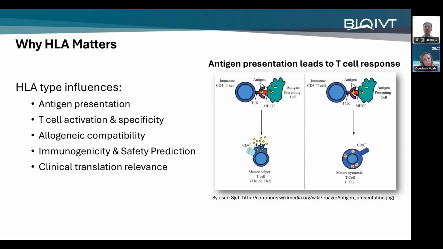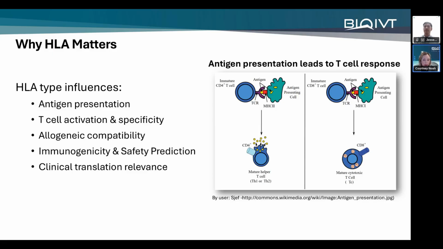HLA determines which peptides are presented on the cell surface, and this is just a brief overview. I'm sure many are familiar with it, but I wanted to give this background. It directly controls what the immune system can see. When an antigen is presented by the HLA, it is recognized by the T cell receptors, and that interaction is what drives the downstream T cell activation and specificity. So the HLA type defines antigen presentation, T cell recognition, and ultimately the downstream immune response.